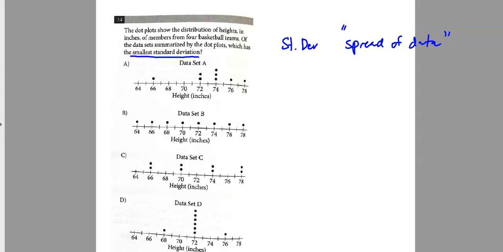So when the dots are really spread out, they have a big standard deviation. When the dots are mainly really tight, you're going to have a small one. So when I look at this data set, look at all these dots that are clustered. Most of the data is right in here. So this is going to have the smallest standard deviation of all of these. The other dots are spread out. They're kind of equally distributed a little bit more. But these ones are all clustered really close together. So the correct answer here is going to be D.